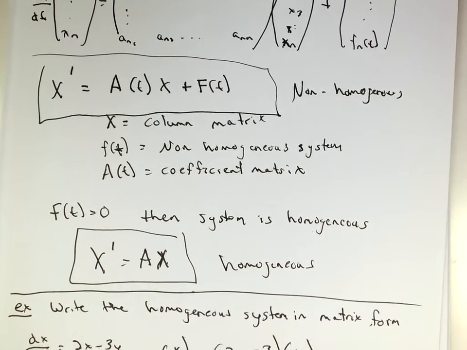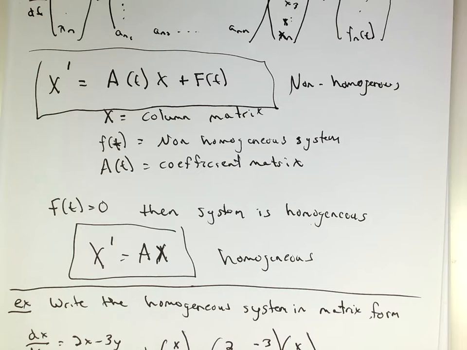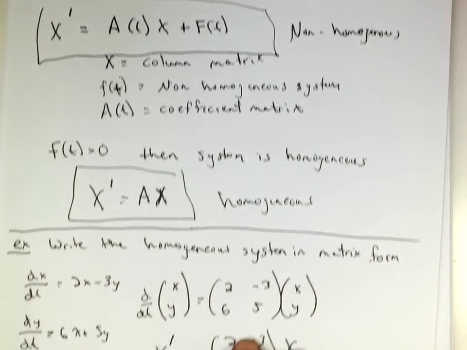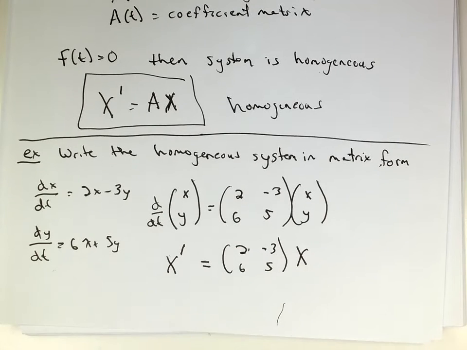If f of t is equal to 0, that's when we have the homogeneous system, and then we just have x prime is equal to Ax. Writing this out takes a while, so I have one ready for you already: write the homogeneous system in matrix form.